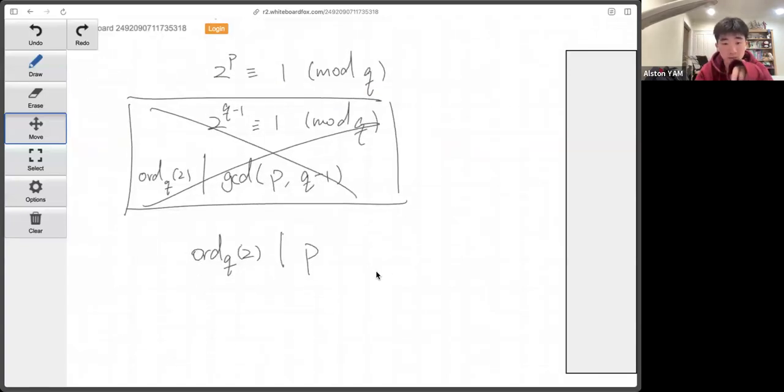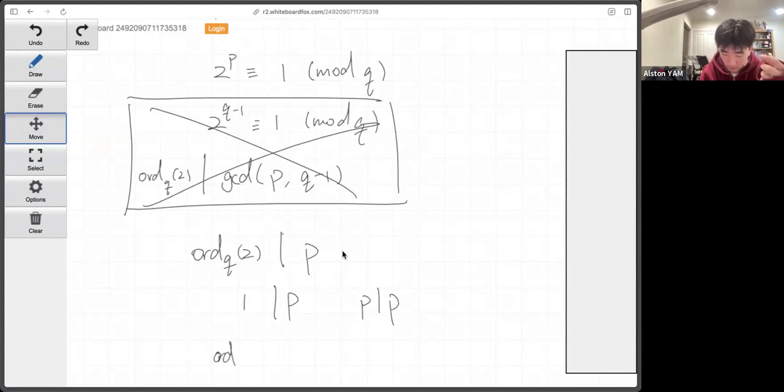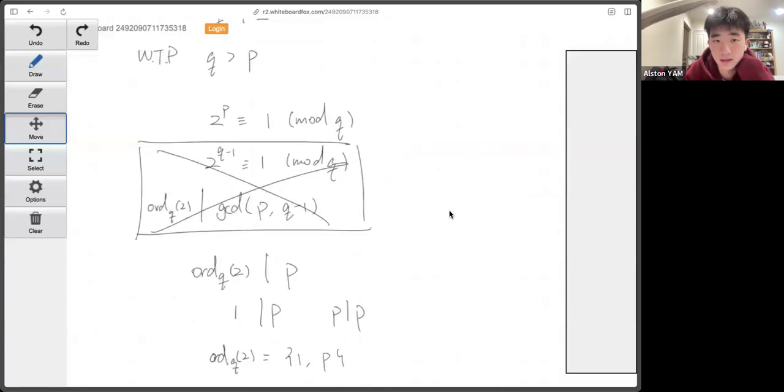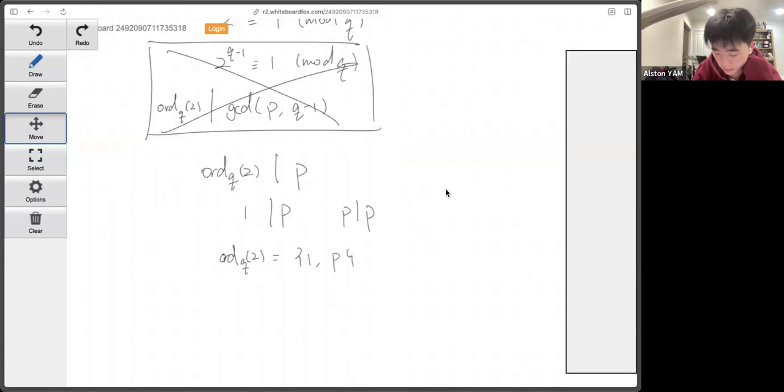So now we have this condition. You might be thinking that that's a little sus, right? Because what are the divisors of p? Only 1 divides p and p divides p. So there are only 2 options for the order. So the order of 2 with respect to q can only equal 1 or p. So now you think, wait, that's good, right? Because we can just do casework on it.